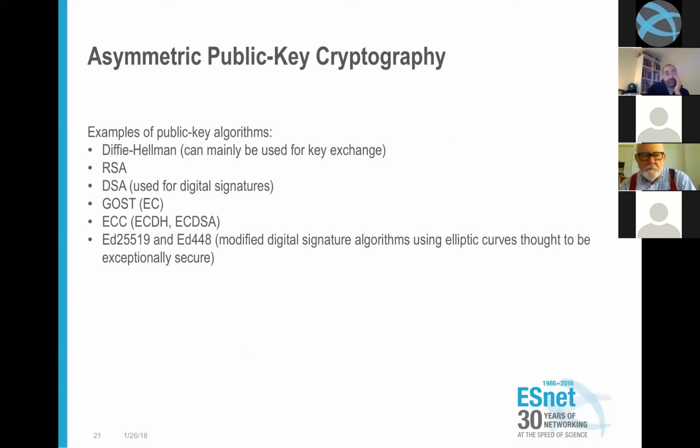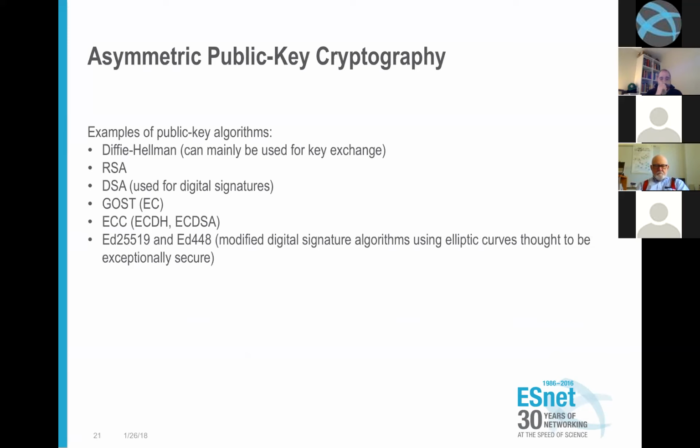So back to alphabet soup, what are some of the algorithms we use in public key cryptography? RSA I've already mentioned. I mentioned DSA as well, the digital signature algorithm, which uses, again, the discrete logarithm problem as its basis of trapdoor function. A similar mechanism is used by Diffie-Hellman. That's mainly used for key exchange, and I'll talk about how key exchange works a little bit later on when we start putting these building blocks together.